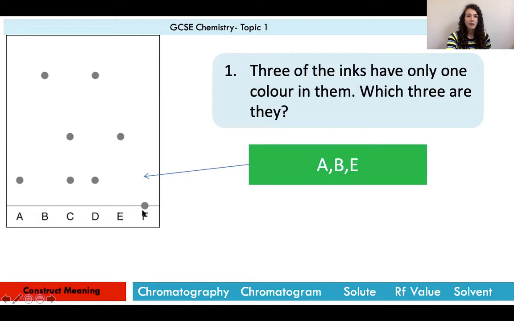Okay, you may be asking why F is still here at the bottom. So what we know about F, because it hasn't moved at all, is that it is insoluble. So whatever the mixture of inks are in that coloured pen F, it's insoluble. So you can't study it using chromatography.